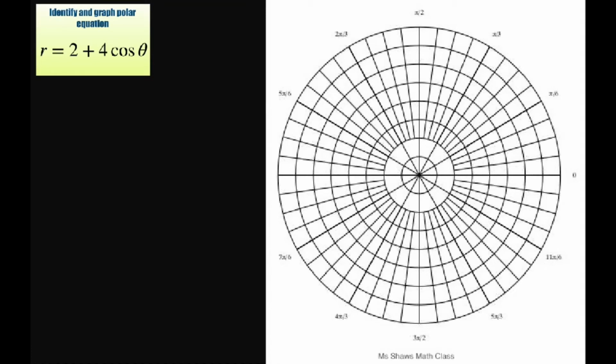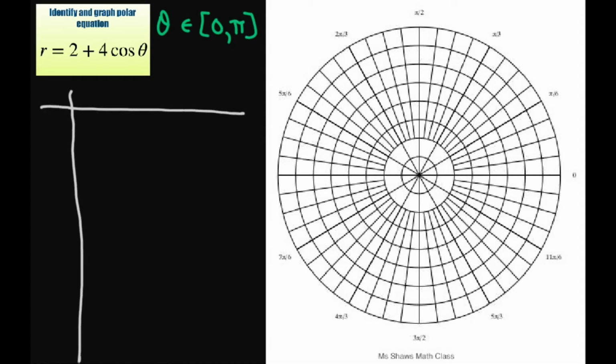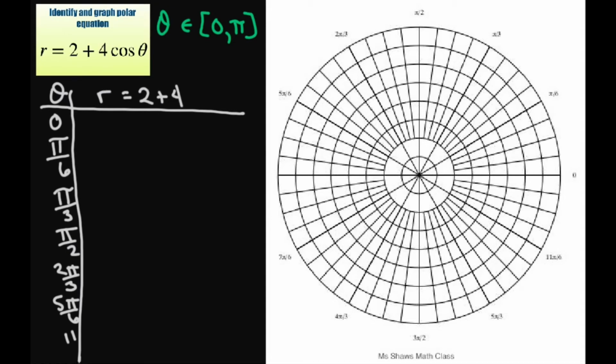Since it's symmetric to the polar axis, we're going to assign our values of theta from 0 to pi. So we set up a little table here, with theta going from 0, pi divided by 6, pi divided by 3, pi divided by 2, 2 pi divided by 3, 5 pi divided by 6, and pi. And then we're going to use symmetry to graph. This is just the first half of the graph.